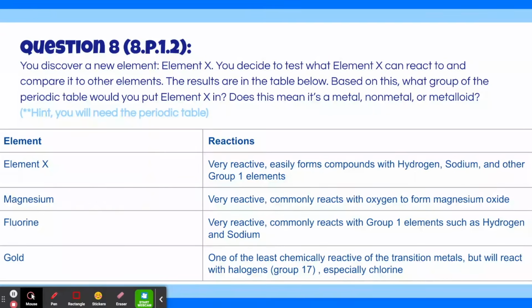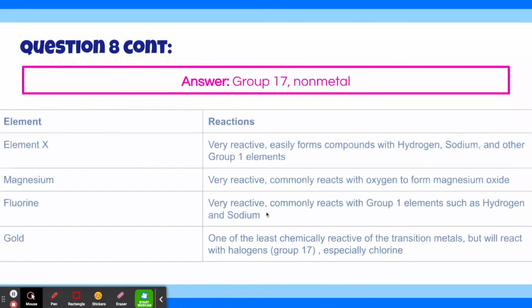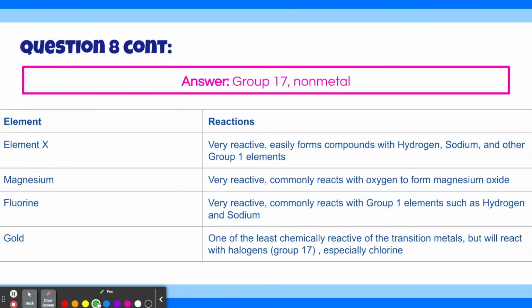Okay, hopefully by now you've paused the video and solved the question, and you're back for the answer. So the answer to this question is group 17 and non-metal. So how do we find this? First, we need to find what group element X is in. We know that all the elements in a group are chemically similar. This means that their reactivities and what they react to are similar.